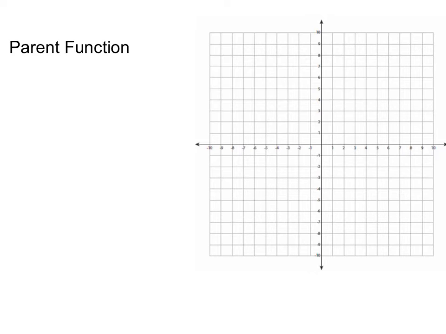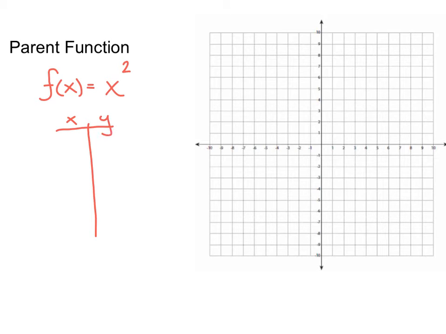In this lesson, we're going to look at how to graph a quadratic function. So the parent function of quadratics is in the form of f of x equals x squared. Okay, that's our most basic quadratic. So to get a sense of what the graph looks like, I always select some values.